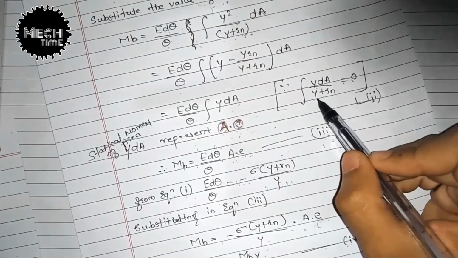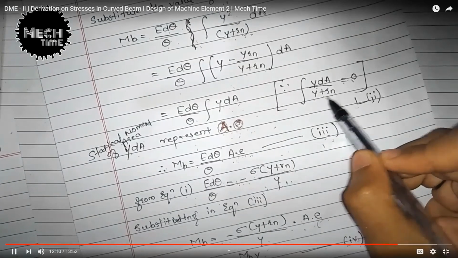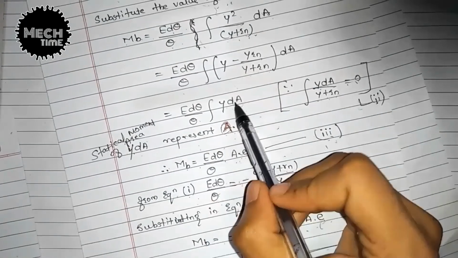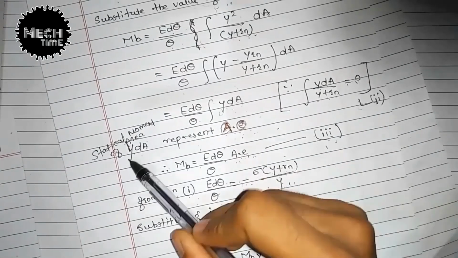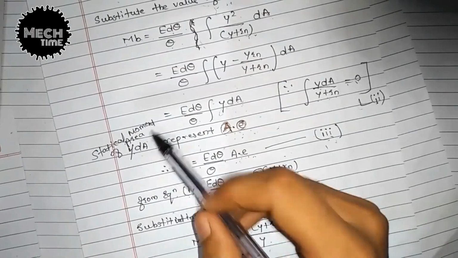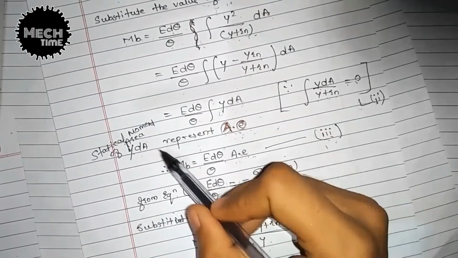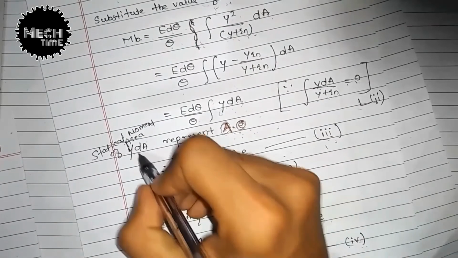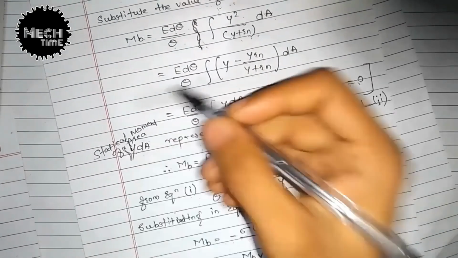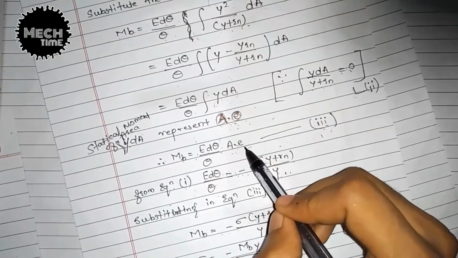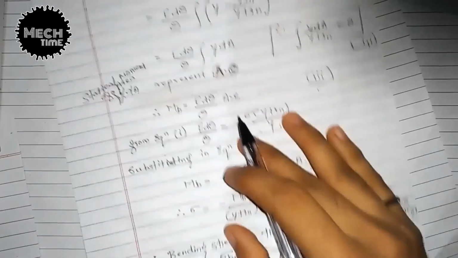Once you get this term, differentiate. Then integration of y dA by y plus Rn is equal to 0, take it as equation number 2. So here integration of y dA is nothing but the statical moment of area. We have to replace integration of y dA by AE. So replace integration of y dA by AE, then MB is equal to E dθ by θ into AE. This is our equation number 3.